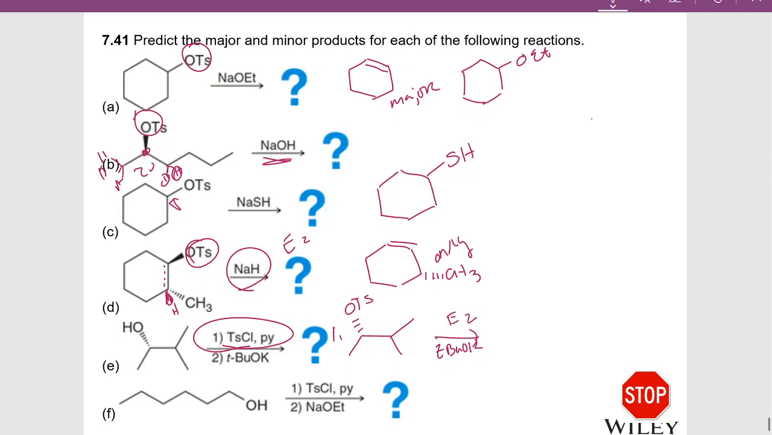So we could eliminate from this side over here on the left, or we've got one hydrogen on the right, okay? So our Zaitsev product is going to be this. We only have one possibility here. And our Hofmann product is going to be this. Again, just one possibility, okay? So those are our two products.